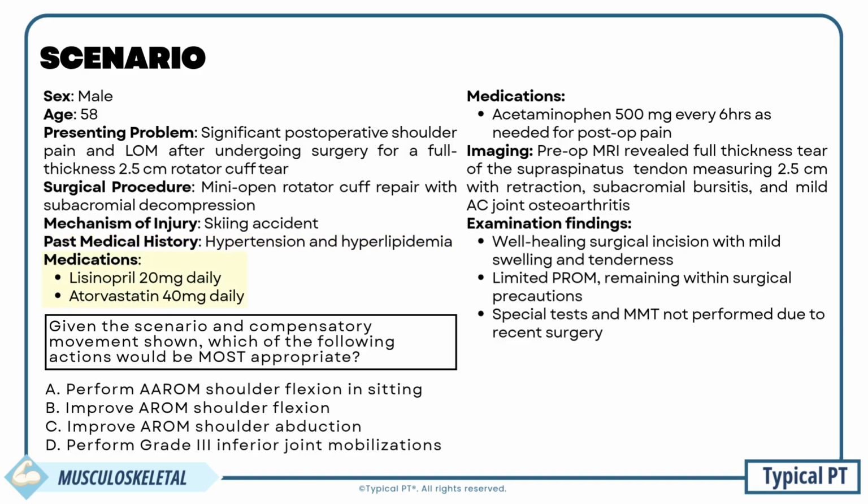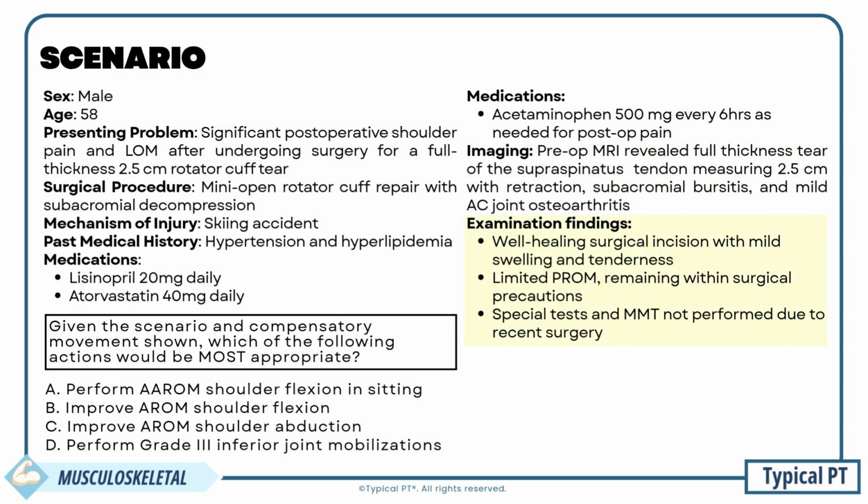Medications, lisinopril 20 mg daily, atorvastatin 40 mg daily, acetaminophen 500 mg every 6 hours as needed for post-operative pain. Imaging, preoperative MRI revealed a full-thickness tear of the supraspinatus tendon measuring 2.5 centimeters with retraction, subacromial bursitis, and mild AC joint osteoarthritis.